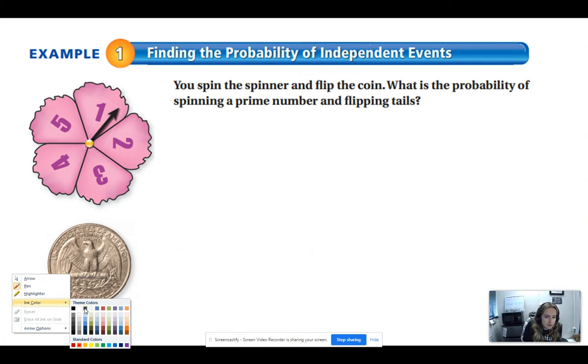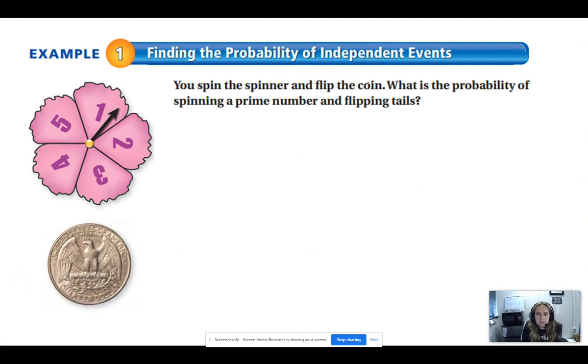So if it says you spin the spinner and flip the coin. What is the probability of spinning a prime number and flipping tails? So these are independent events. What I spin on the spinner has nothing to do with whether or not I flip a heads or tails. So here is how we are going to set it up.